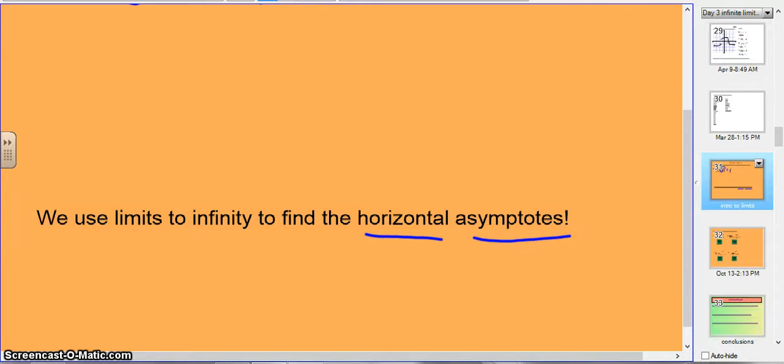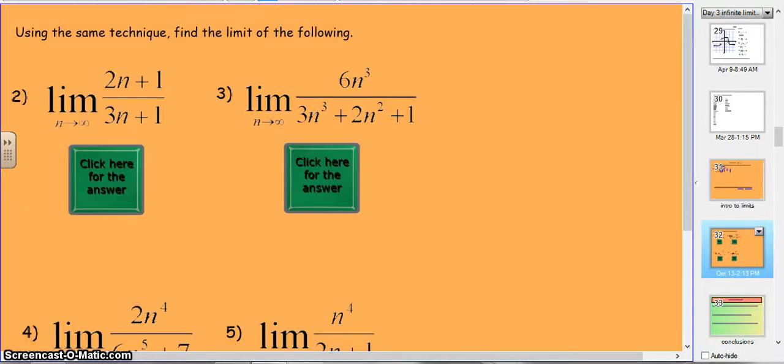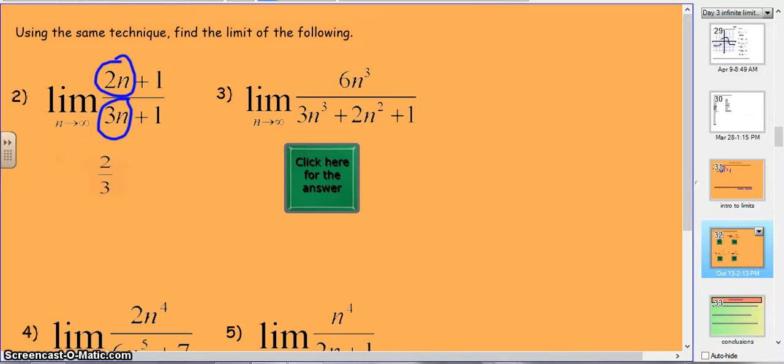Let's try a few more examples. Okay, we're going to use the same technique. So let's look at number 2. Highest power on top is 2n. Highest power on the bottom is 3n. So since the powers are the same, it is the coefficients, which happens to be 2/3. Now, the reason we don't use the graph for every single question is reasons like this. It would be kind of hard on the graph to tell that it's exactly 2/3. So that's why we have the rules.